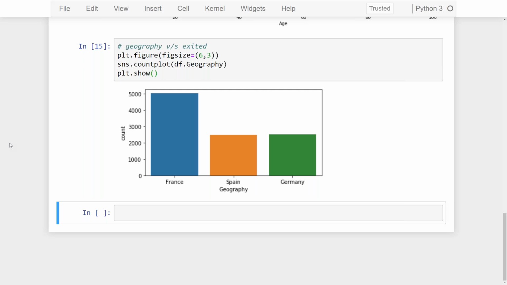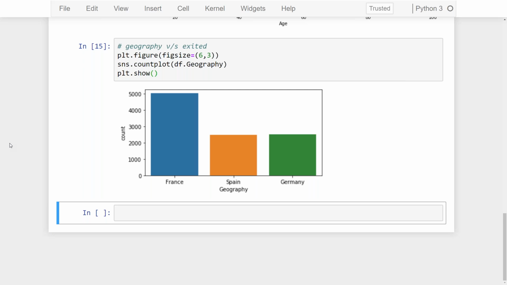So France, Spain, and Germany are the three countries where all the customers of the bank belong. So you can say the bank is operational in these three countries. And out of 10,000, 5,000 customers are from France, 2,500 from Spain, and 2,500 from Germany. Right. So can we say that the bank has a good customer base, and a good market in France compared to what it has in Spain and Germany, by looking at this data?